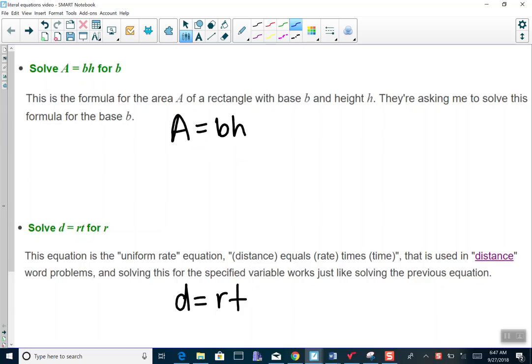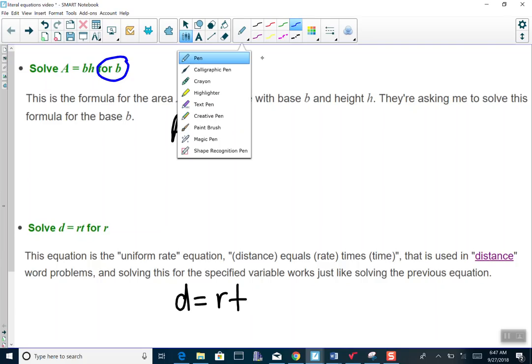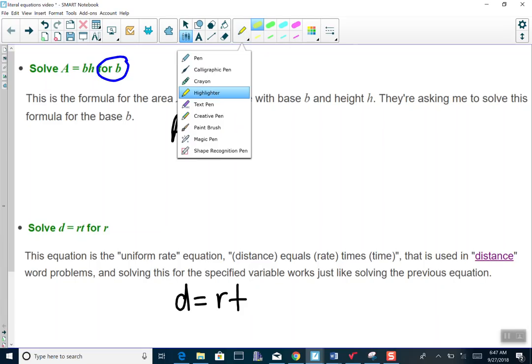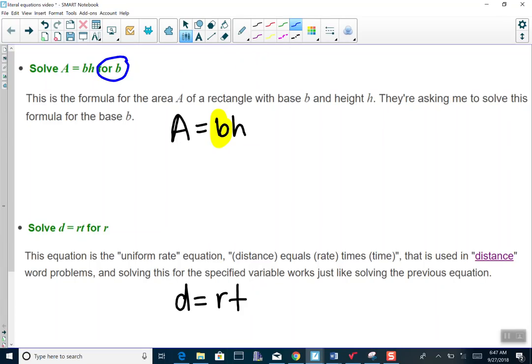So the thing is, with literal equations, you are going to be given an equation and also given directions for which variable you need to solve for. So in this case, we are asked to solve for B. Now, once we know this information, we solve these equations just like we would any other equation using inverse operations. So the first thing I'm going to do is locate the B in the equation. And I can see that in order to isolate it, I need to get rid of this H.